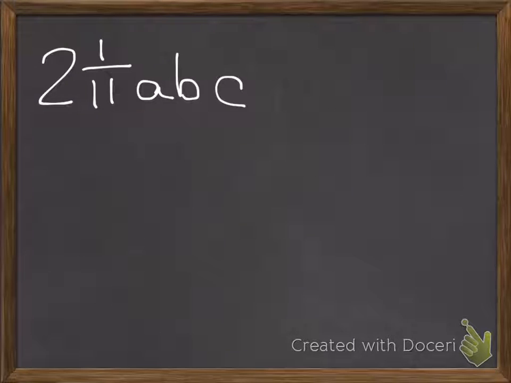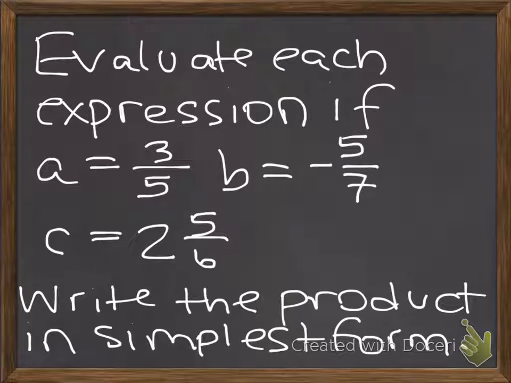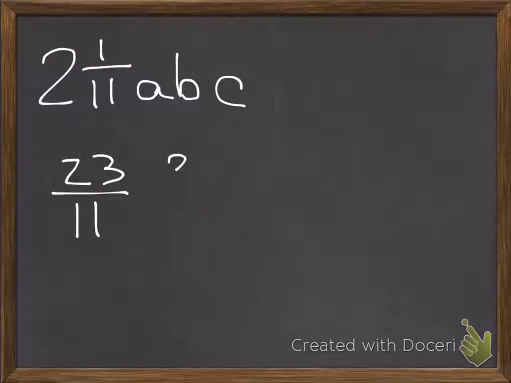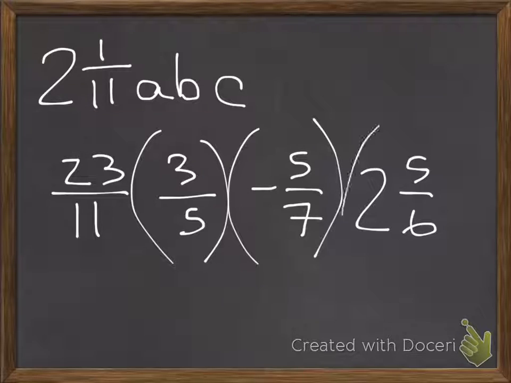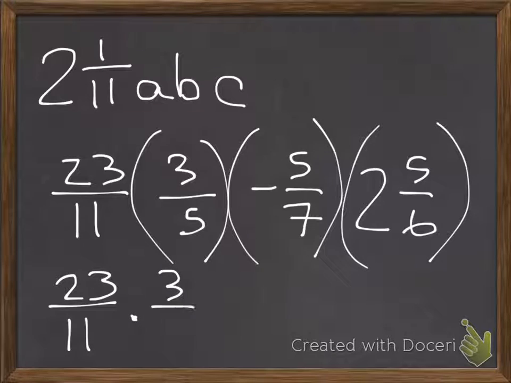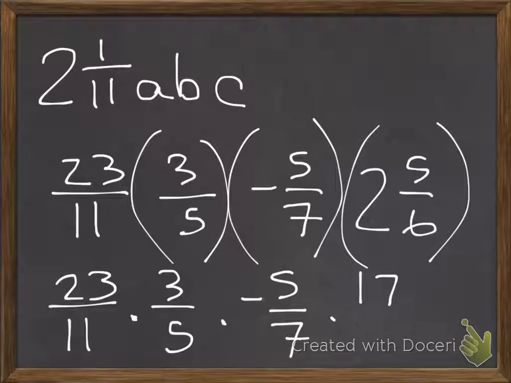Here is 2 and 1/11 times A times B times C. So I'm going to make the 2 and 1/11 into an improper fraction first, which is 23/11, and then plug in my values for A, B, and C. So 3/5, negative 5/7, and 2 and 5/6. So all of these are multiplied by each other. We also need to change the 2 and 5/6 into improper. So we have 23/11 times 3/5 times negative 5/7 times 17 over 6.